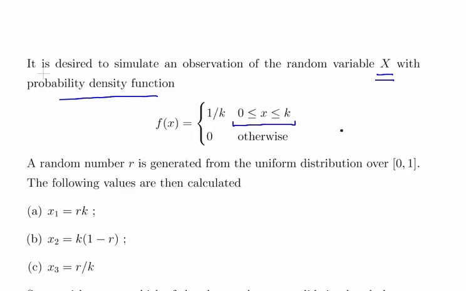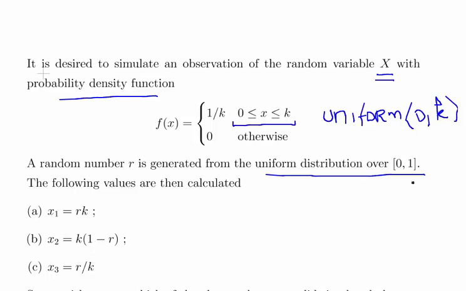You might actually notice that that is a uniform distribution, but not from 0 to 1, it's from 0 to k. So it's uniform 0 to k. Now, not 0 to 1, okay? So it's not this uniform distribution, okay? So it could be 0 to 1.5, okay? Or 0 to 10 or something like that. A random number r is generated from the uniform distribution over the support 0, 1, okay? So we're going to use our standard procedure for generating an observation from the uniform distribution.